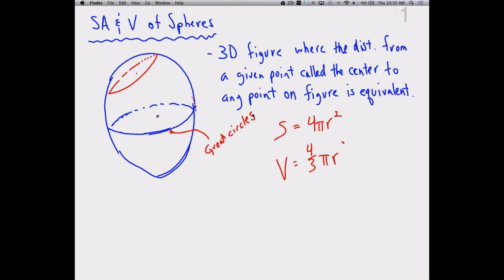Volume. 4/3 pi r cubed. This one's not so easy to work with. So we're going to do a couple examples using that. Volume is in cubic units, so you have to remember to cube r. People screw these formulas up all the time.